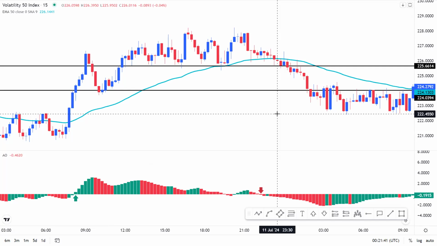The second rule of the entry from the 15 minutes time frame states that if we're going to buy, we want to buy at the point where the awesome oscillator crosses from negative to positive. And at that point, we also want to have the candlesticks above the 50 exponential moving average. If we're looking to sell, we only want to sell once we have the awesome oscillator indicator cross from positive to negative. And also at that point, we want to have the candlesticks below the 50 exponential moving average.